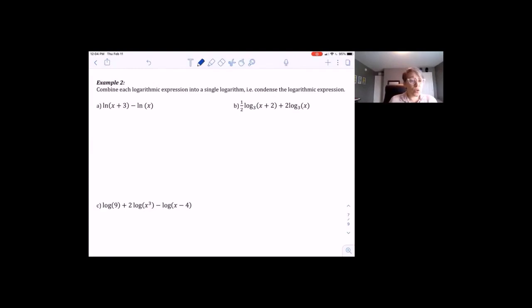Now in these next 2 or 3, they want us to combine these logarithms, condense them using the properties, because the properties go in both ways. This is very important when you're trying to solve a logarithm equation. You want to get it down to one logarithm. So this is a good practice.